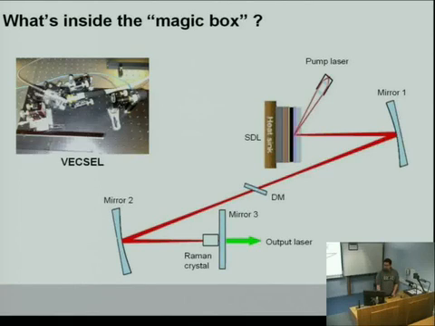The part from the pump laser to the mirror 2 is called Vexel, and we have a picture about it. Then this Vexel generates a pump beam, a laser beam. This laser is focused on a Raman crystal, which changes the frequency operation of the laser using the Raman effect. So the output laser will have a different color, or a different frequency if you prefer, from the laser beam generated by the Vexel. Thank you.